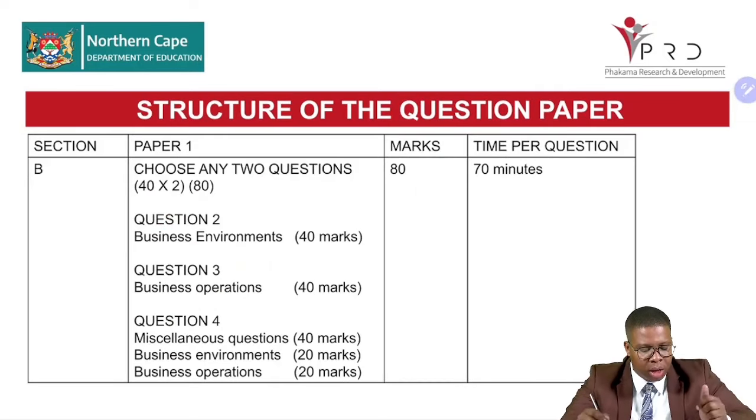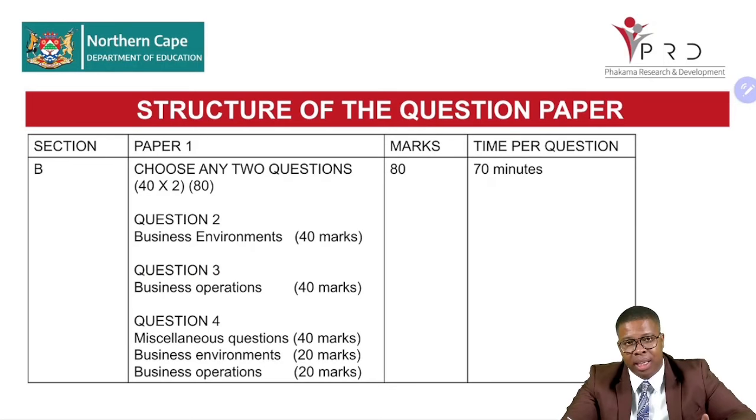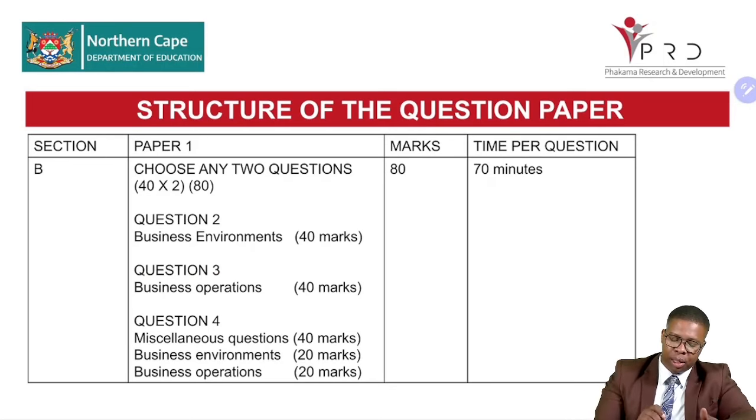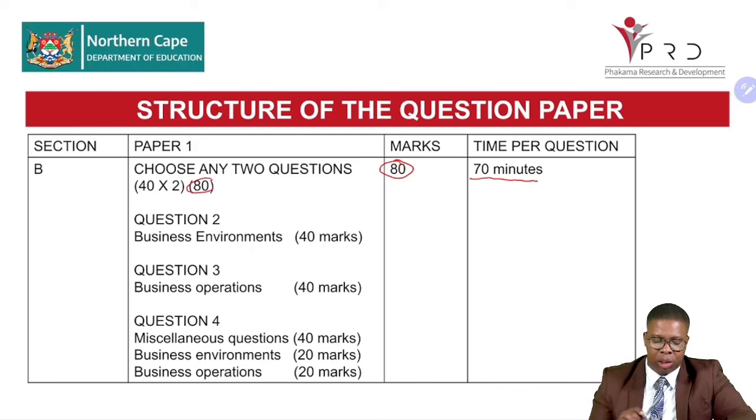Now as we proceed, we look into the structure of the question paper, and now we are looking into section B. Under section B, you have 80 marks allocated there, and the time you should spend is 70 minutes, meaning 35 minutes for each question. And the instruction at the beginning of section B will be choose any 2 questions.